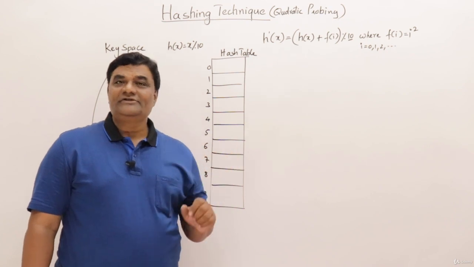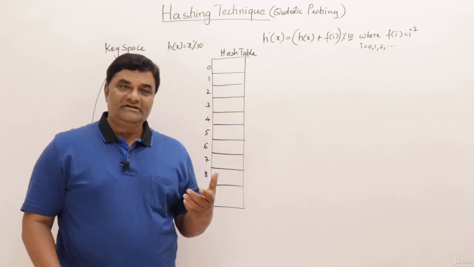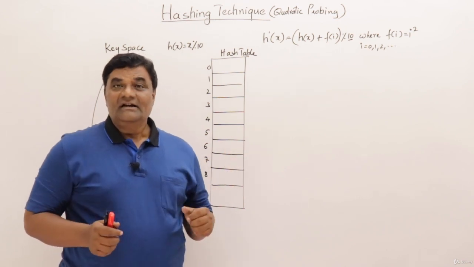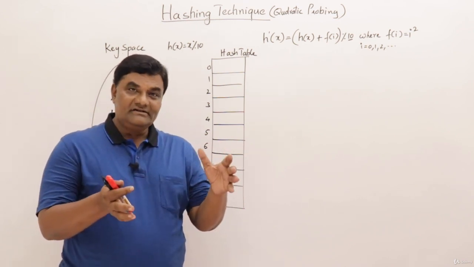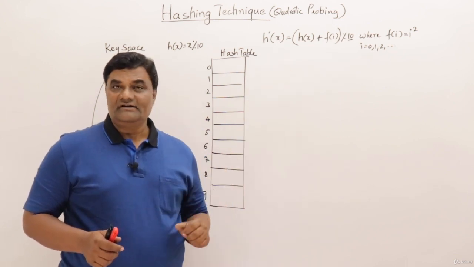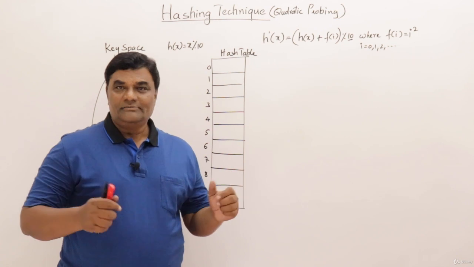So in the previous video we saw linear probing. In linear probing there was a problem of clustering of elements, or primary clustering. That group of elements was forming a single block. So to avoid that, we have introduced quadratic probing. So let us learn about this one.